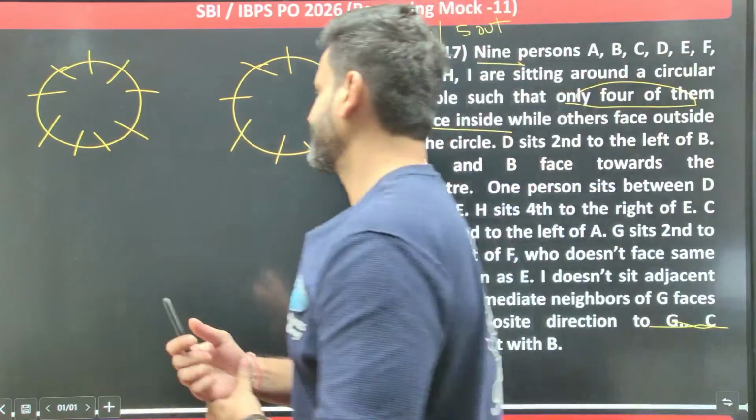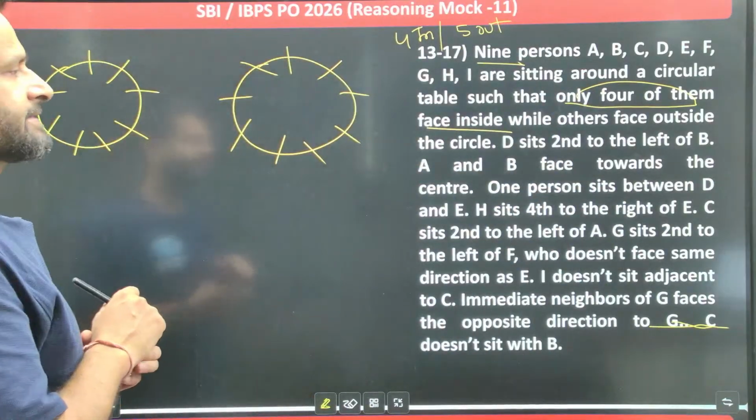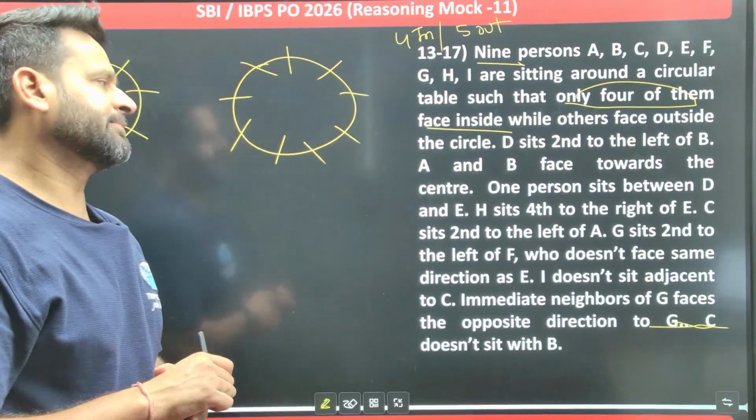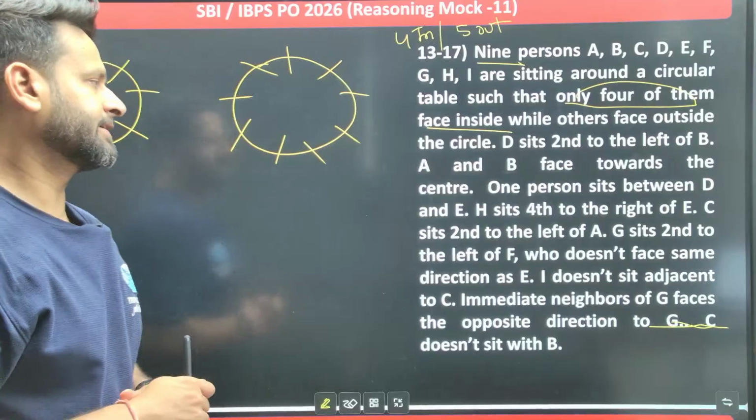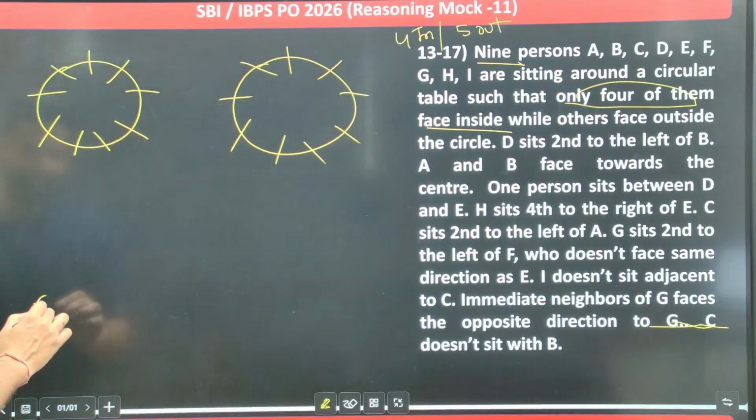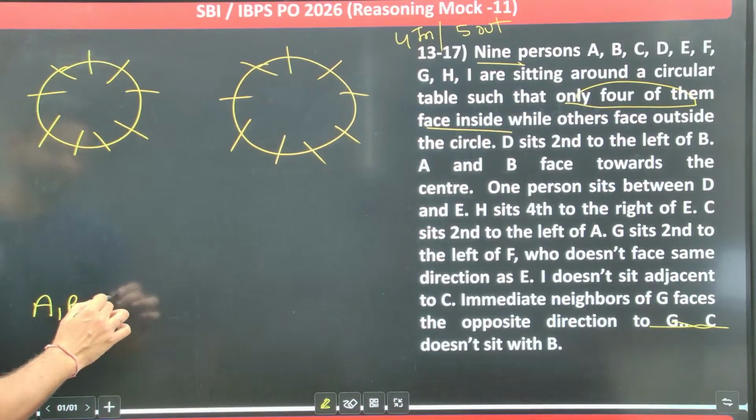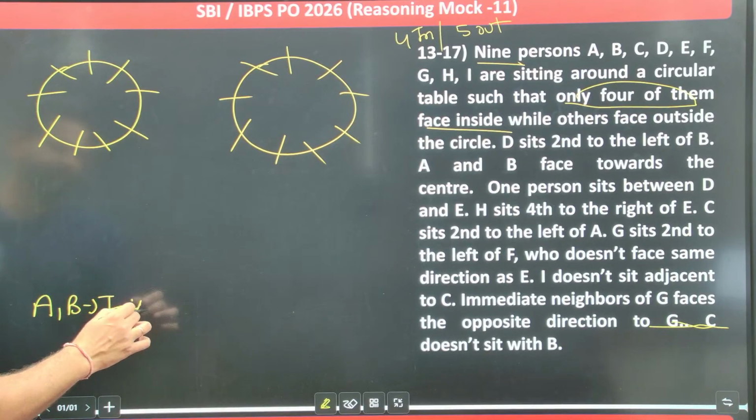Alright, let us continue then. D is second to the left of B. A and B face towards the center. That means the directions of A and B are given. That means they will face inside.